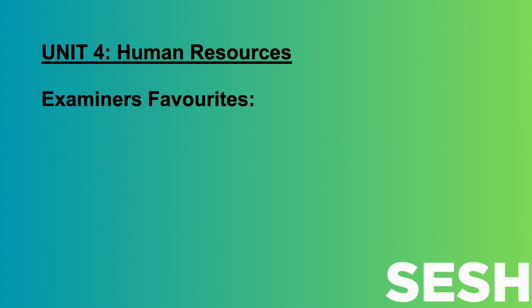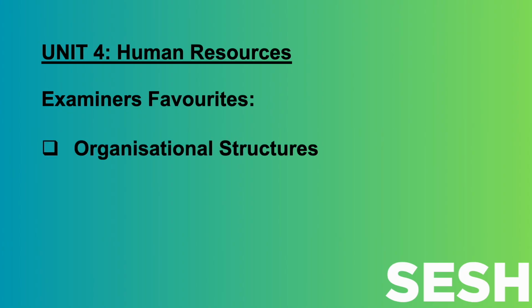The final unit for this paper is human resources, HR. The examiner's favourites here is organisational structures, making it imperative for students to thoroughly grasp key concepts such as span of control, chain of command, delayering, delegation, all of those, know them, and furthermore be on top of the pros and the cons of tall and flat structures, again likely to feature, examiner's favourite.